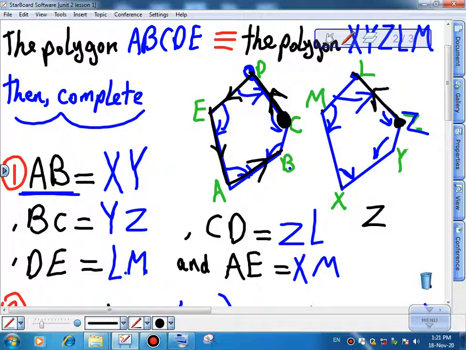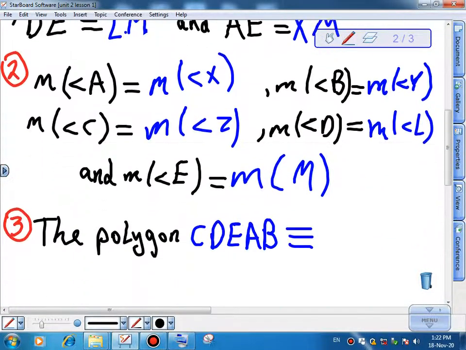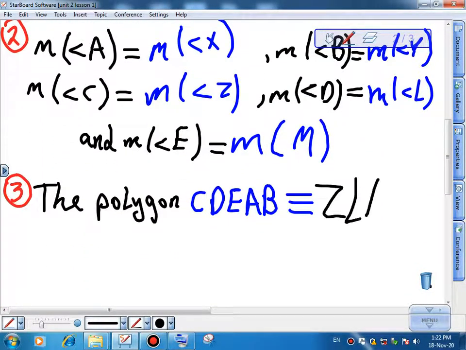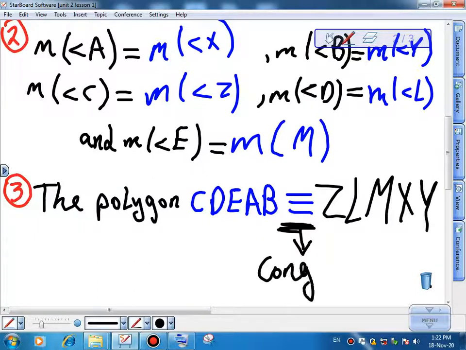It will be Z, L, next one M, next one X, and the last one Y. It will be Z, L, M, X, Y. So the polygon C, D, E, A, P is congruent, with this symbol as we said meaning congruent, with the polygon Z, L, M, X, Y.